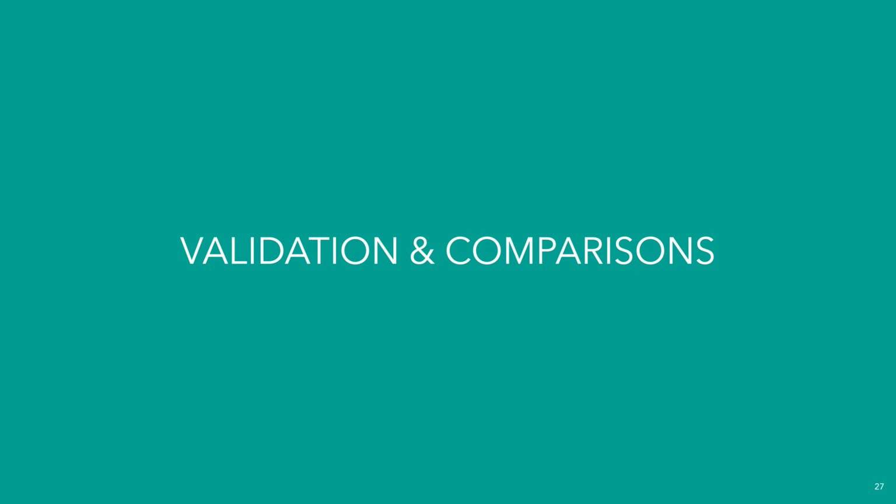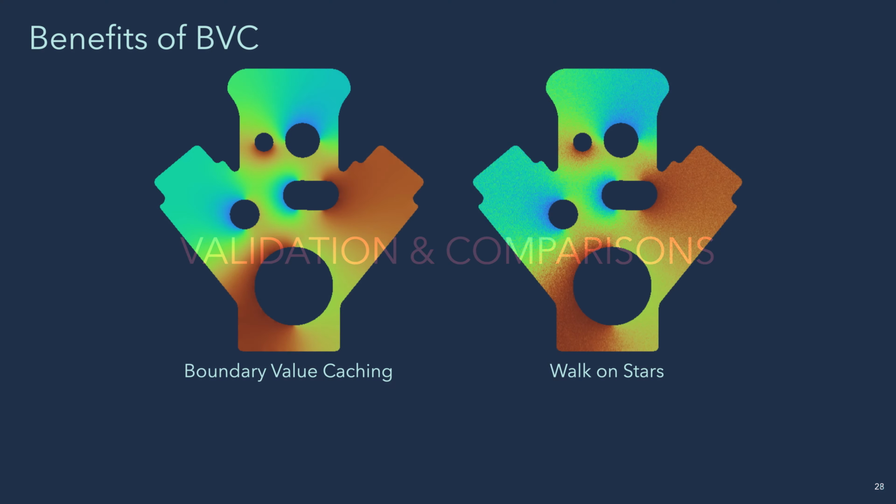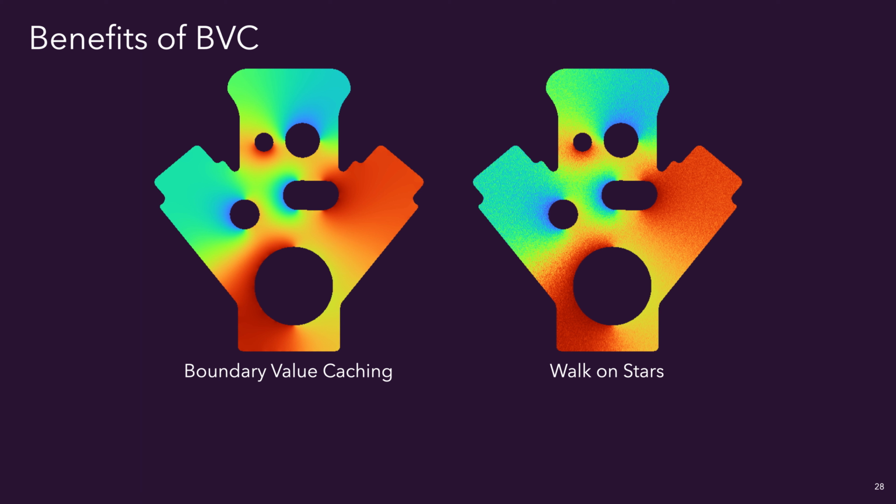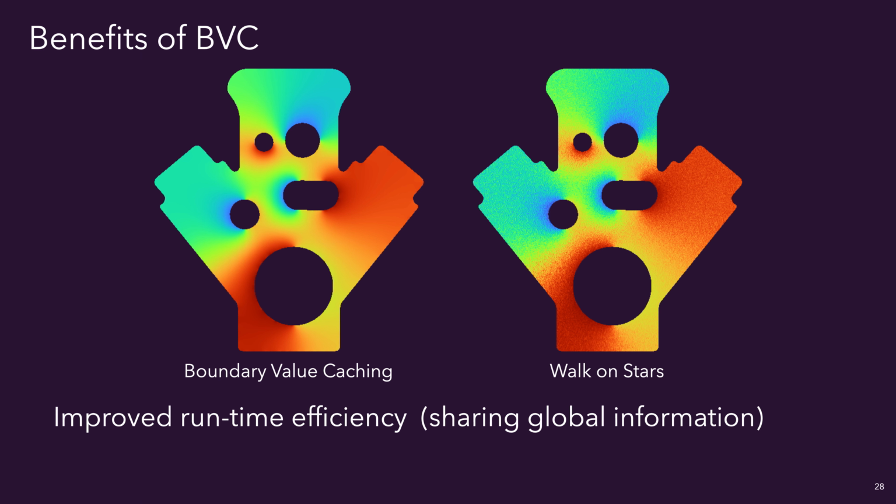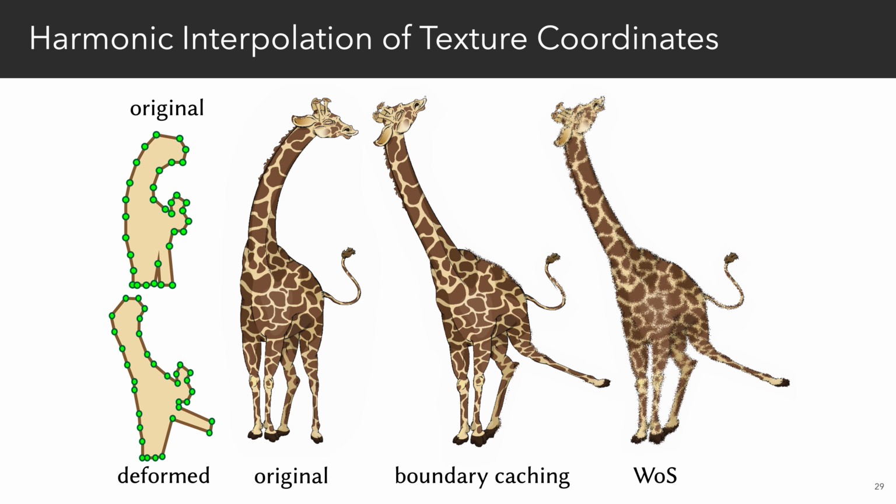Now, compared to independent Monte Carlo estimates, our caching strategy improves runtime efficiency because we only need to perform random walks from the boundary, and we share these walks across all evaluation points. Reusing boundary samples also suppresses the salt and pepper noise found in most Monte Carlo algorithms because it introduces correlation into the solution estimates. In practice, this smoother solution profile is beneficial for visual tasks, such as harmonic interpolation of texture coordinates in a deformed cage, as shown here.